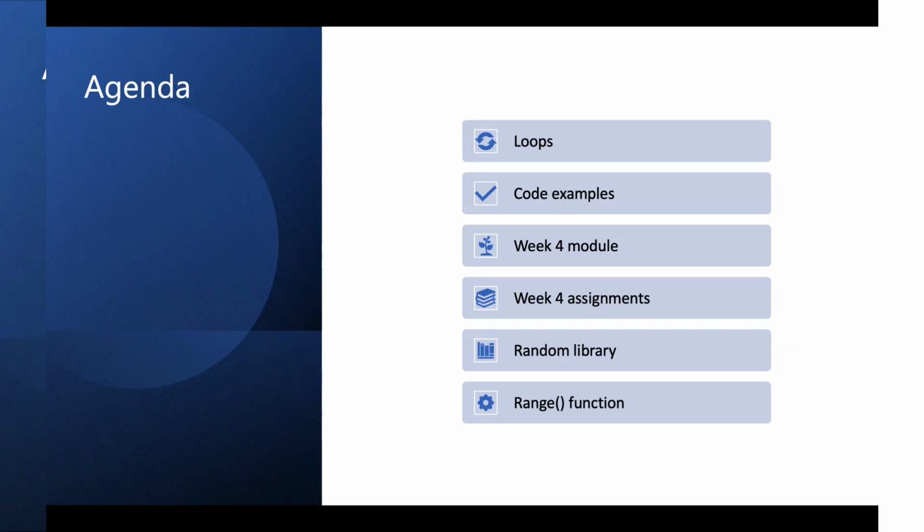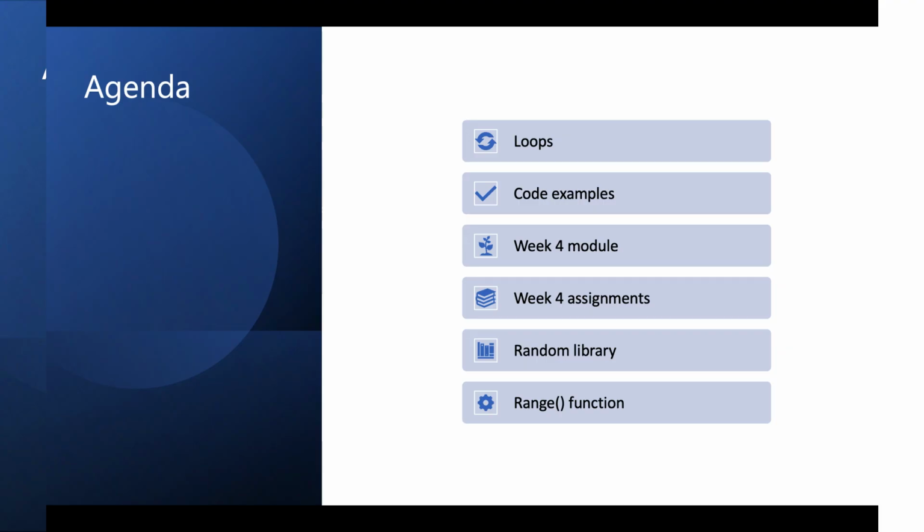So the agenda for today is to talk about the concept of loops in Python. I will begin by doing a PowerPoint presentation on loops, then go over some code examples. I will also go over the week 4 module quickly, and of course I will go over the week 4 Python assignments in detail. Now I will also cover the random library as well as the range function, so let's get started.